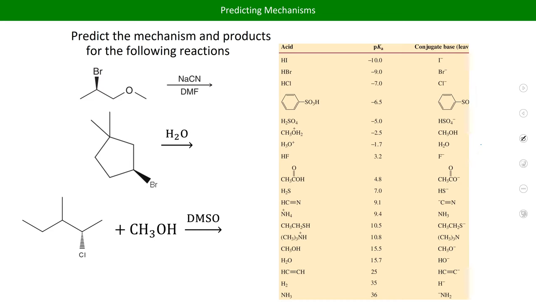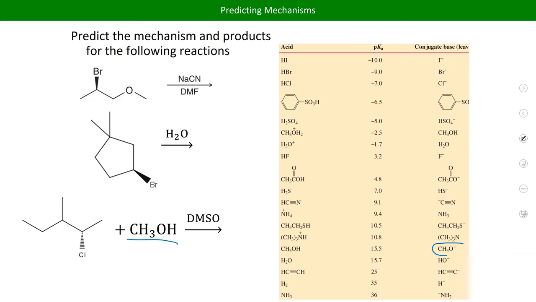Polar aprotic solvent. Is that a strong nucleophile? Not really, right? Where is it on the pKa table? 15. No.